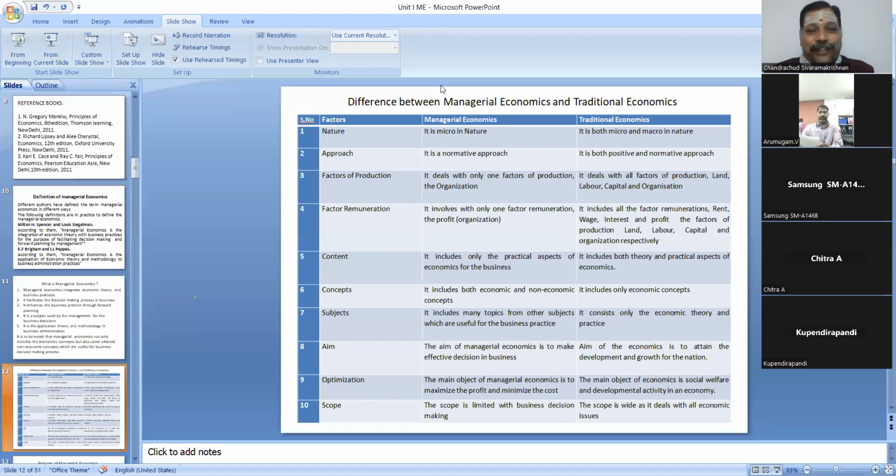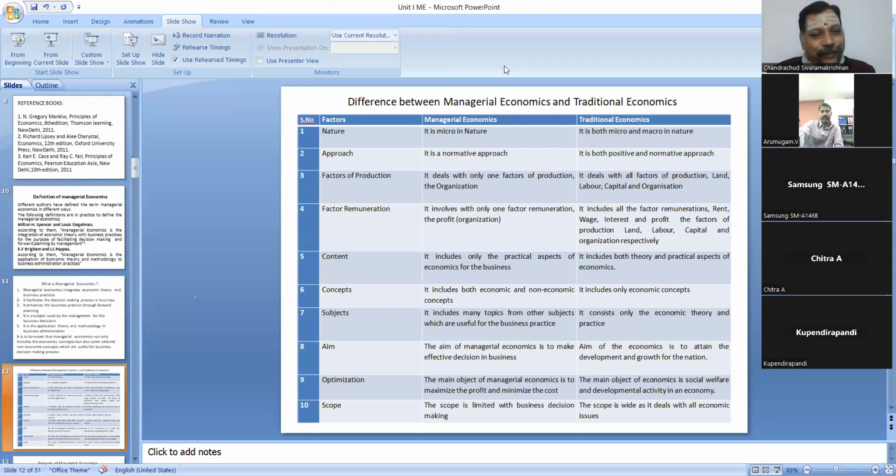Then the remuneration, because traditional economics follows all four factors of production. For land, we have to pay rent. For labor, we pay wages. For capital, we pay interest. For organization, it is profit. So these four are the remuneration, but our concentration is only on the fourth factor of production, that is profit, because we are doing business. What is the purpose of business? To make more profit. So managerial economics concentrates only on the fourth factor and its remuneration.